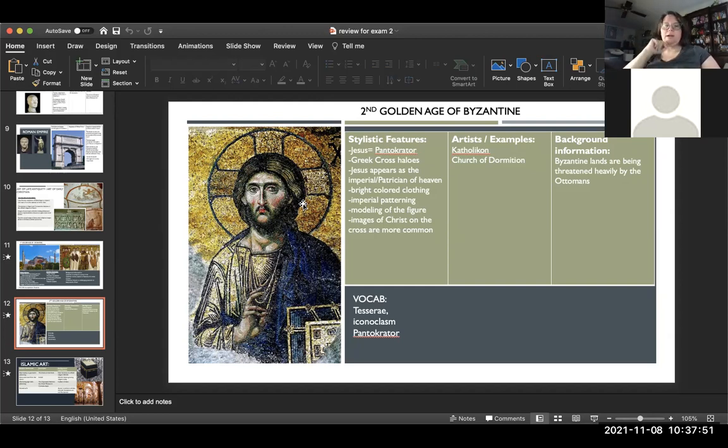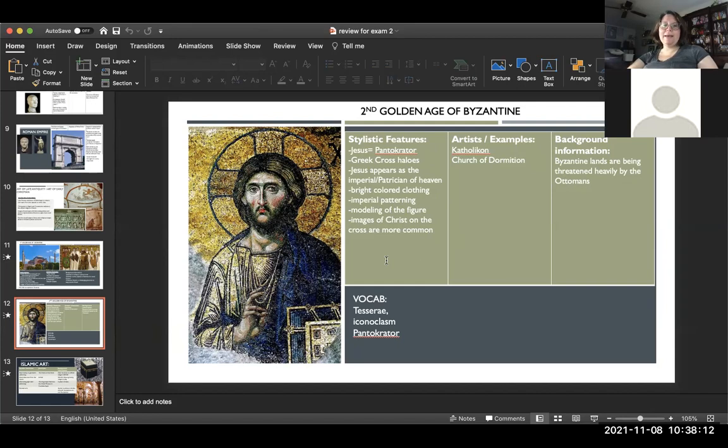So if you need to, go back and refresh your memory on that. We see modeling of the figure in the mosaics, so the idea that the body turns in the light. You can see it well here on Jesus's neck. Images of Christ on the cross are more common now.